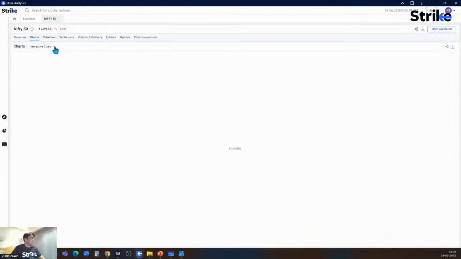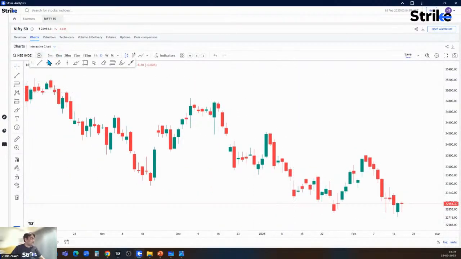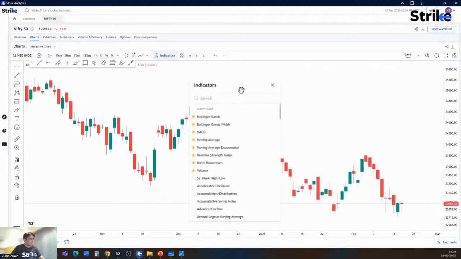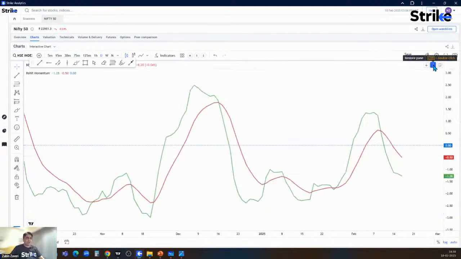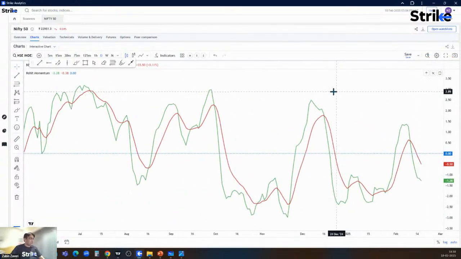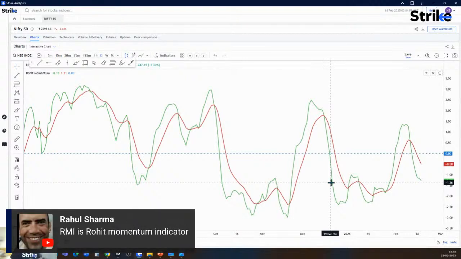All right. So this is an interactive chart of Nifty. You can go to indicators and say Rohit momentum. That is RMI. All right. Now I'll just collapse this. So you can see the green line over here. The green line is nothing but the RMI line. This indicator works like MACD, but it gives better and faster signals.